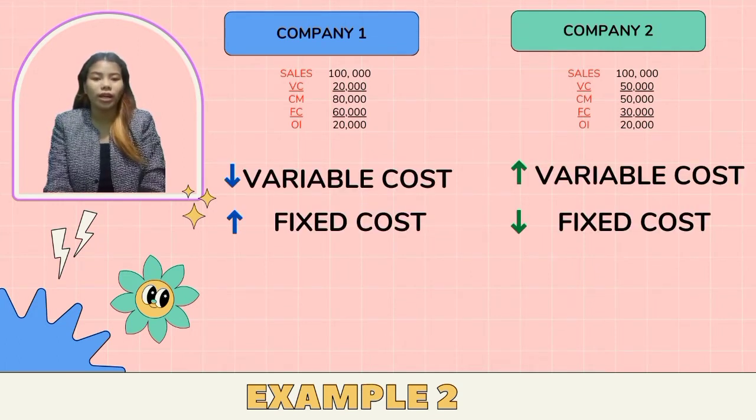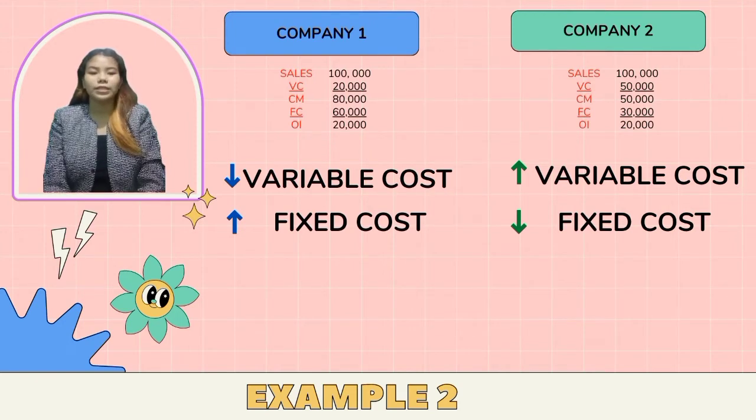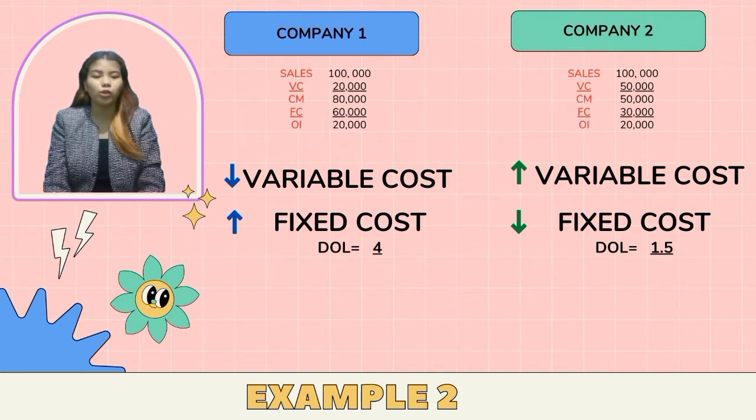Meaning that company 1 has lower variable cost and company 2 has higher, while company 1 has higher fixed cost than company 2, which is 30%. For this company, it's going to be contribution margin over operating income, which is 4, while this company, 50,000 over 20,000, so the degree of operating leverage is going to be 2.5. And that makes sense, right?